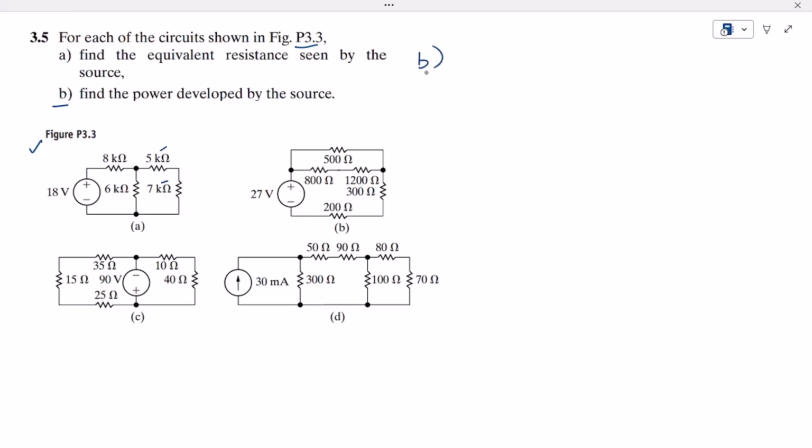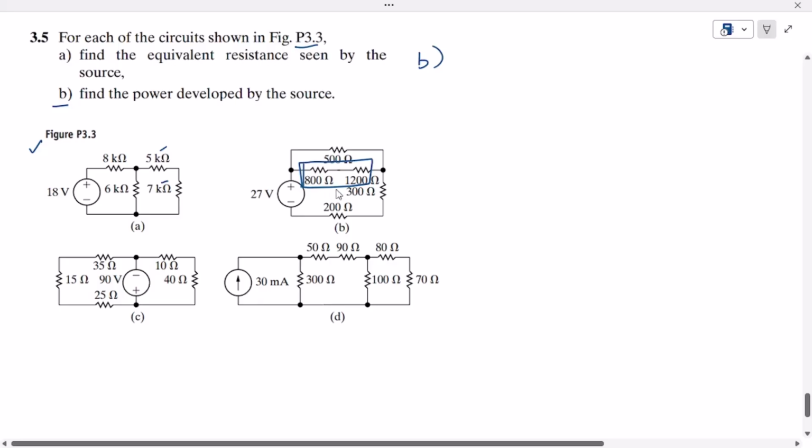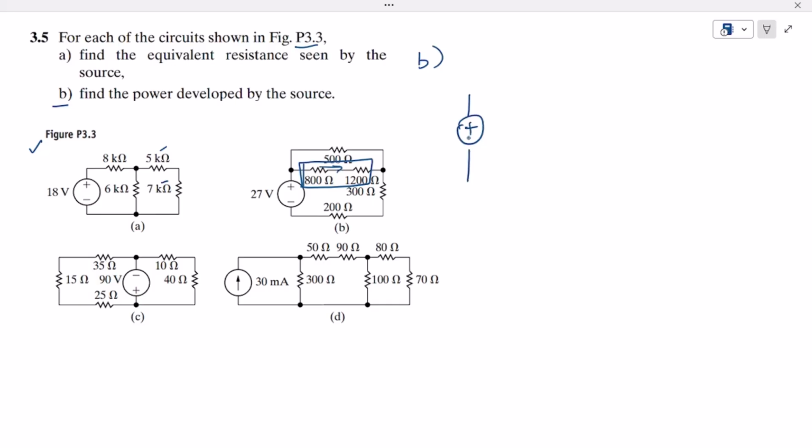Now in part B of it, we have this circuit. Taking these two resistors, because they are in series, the same amount of current is flowing through them. So therefore it will be 1200 plus 800. If I can write them here, this is plus minus 27 volts.